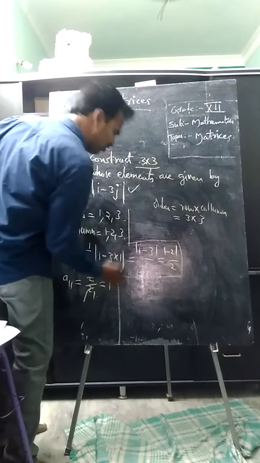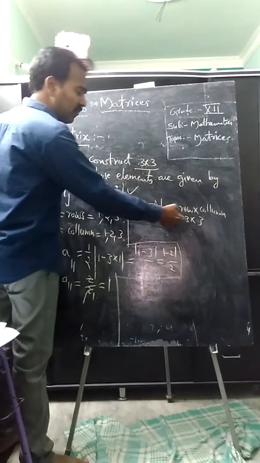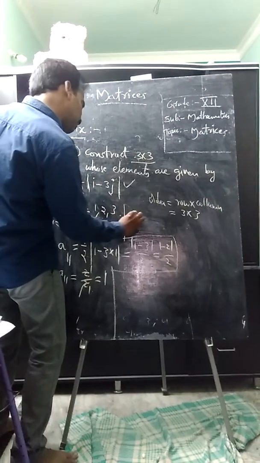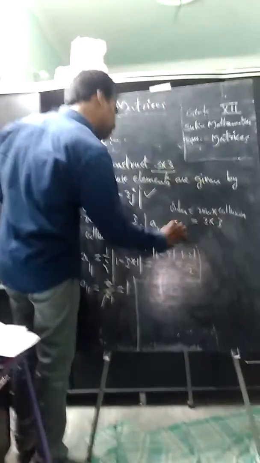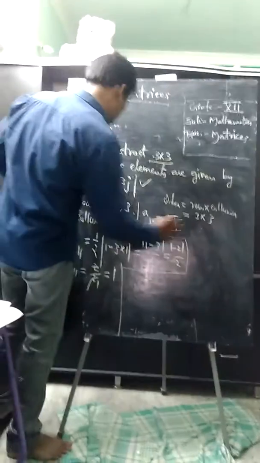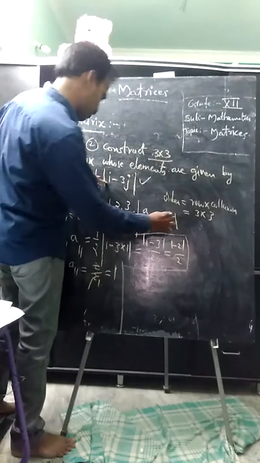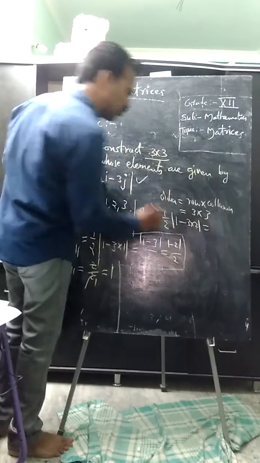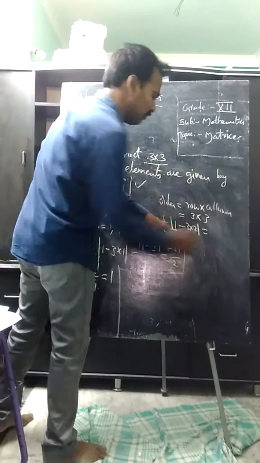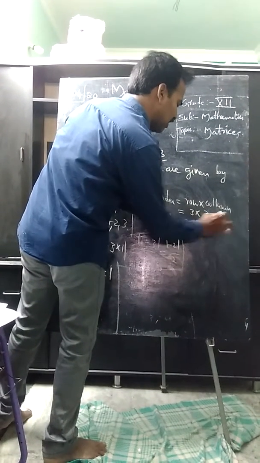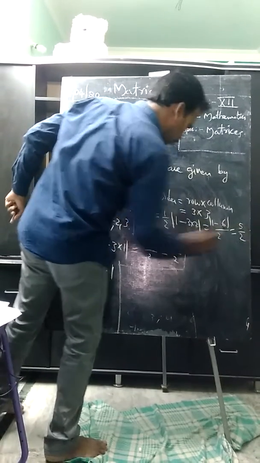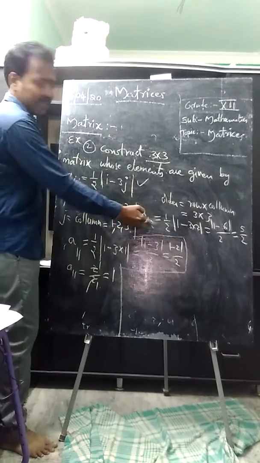How many values we should find? 9, because number of elements as per problem is 3 by 3, 9. So we have to go to A12 because first row, second column. Again same process, 1 by 2. Now 1 by 2 minus, i value is 1, no change. 3 into 2 will do directly, students. 1 minus 6 within the modulus by 2, that is 5 by 2. What is second element? First row, second column element?